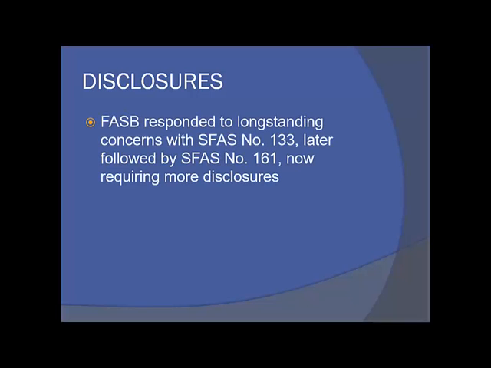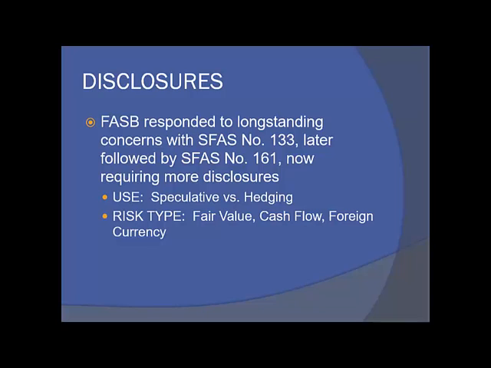Disclosures, quite a few. They're detailed in SFAS 133 and 161, which can now be found in the accounting standards codification. The use can be speculative versus hedging. You have to disclose that. You have to disclose the risk type, fair value, cash flow, or foreign currency, and which type of foreign currency, fair value, or cash flow. The types of derivatives that you're investing in must be disclosed. Is it a forward contract? Is it a futures contract? Is it an option or an interest rate swap or other type of disclosure? Everything has to be disclosed.